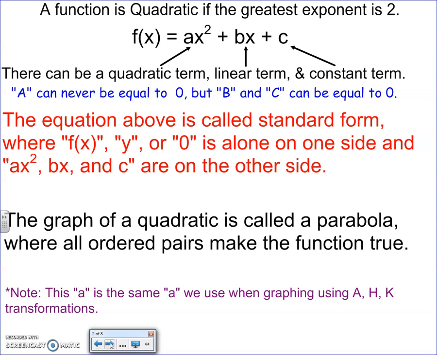And remember, a can never be 0, because then it would not be quadratic; it could be linear or constant. b and c can be 0. The graph of a quadratic is a parabola, where the shape is pretty much like a U, and all the ordered pairs make the equation or function true.